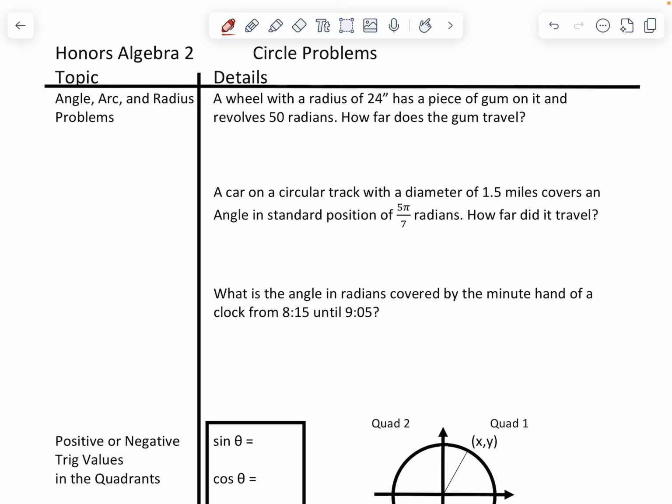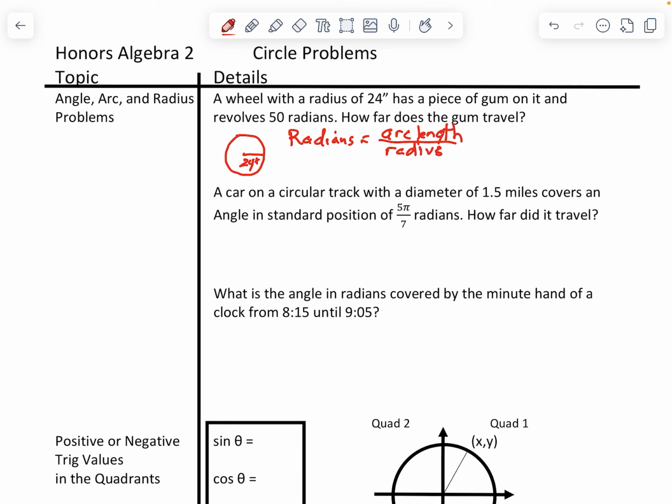and revolves 50 radians. So if we have our circle and the radius of it is 24 inches, we can use the formula we have for radians that says that if you have a radian value, it is equal to the arc length over the radius.